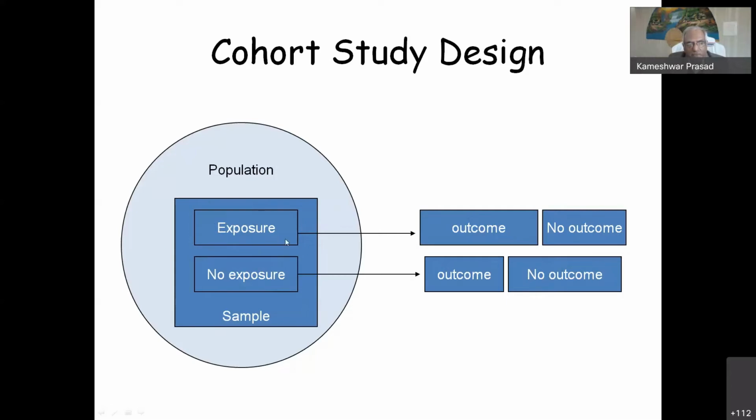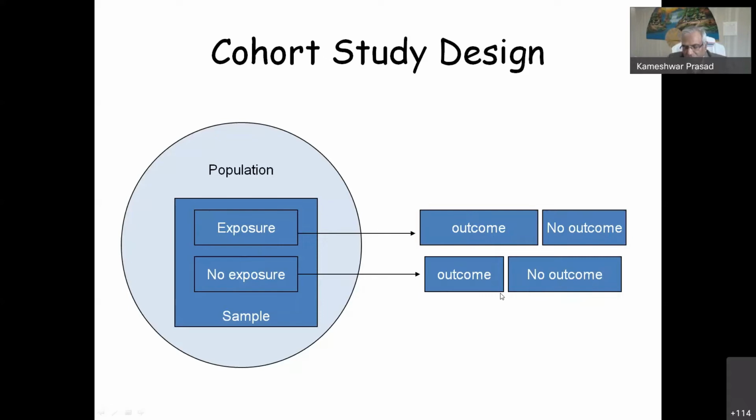So there is an exposure group. Let's say some people wanted to see whether statin use in patients with COVID-19 reduces mortality or not. The exposed group is taking statin, and the unexposed group is not taking statin. Then you follow them up to find out the outcome. In this case, let's say death and no death in the exposure group, and death and no death in the unexposed group. Then you find out the percentages and compare them.